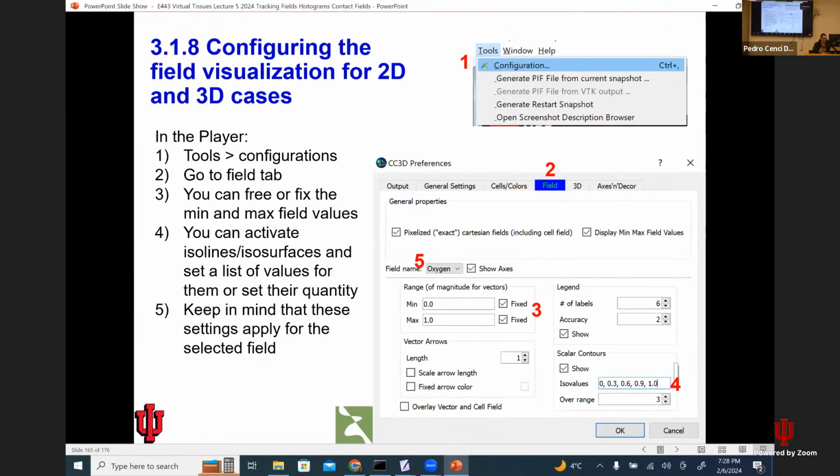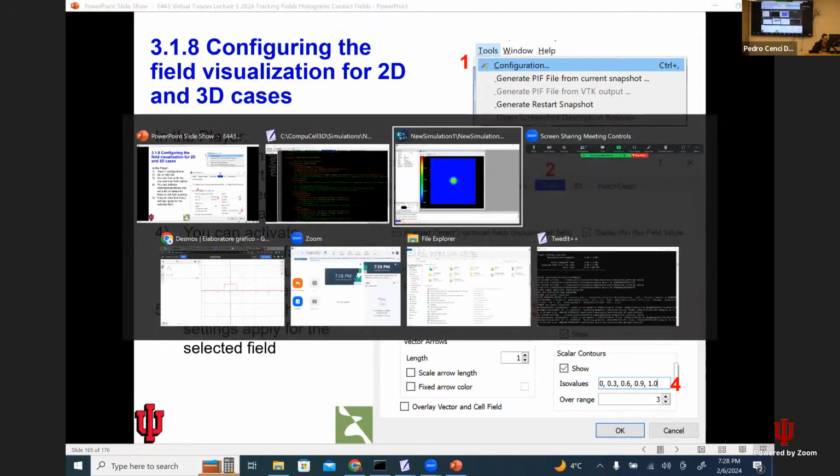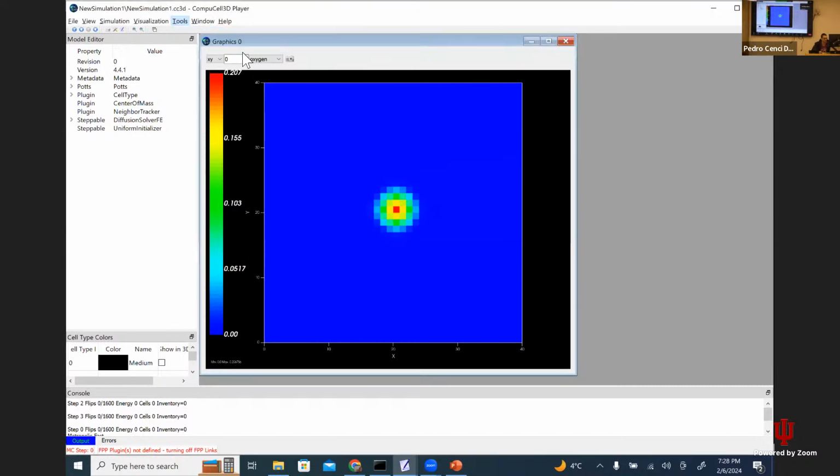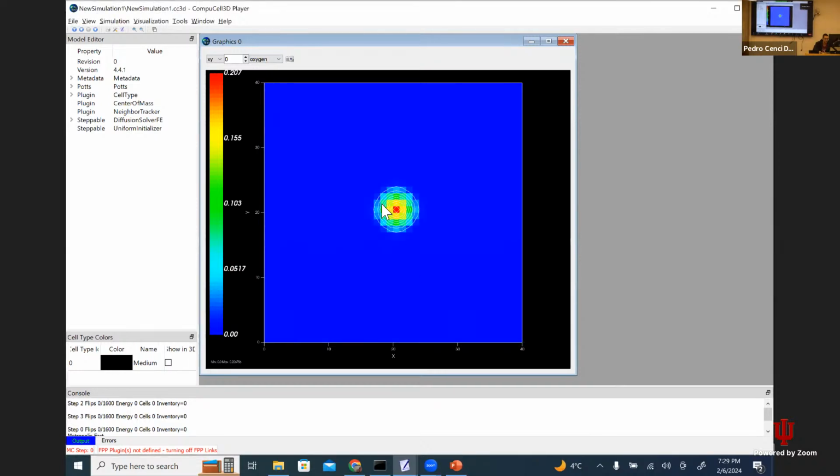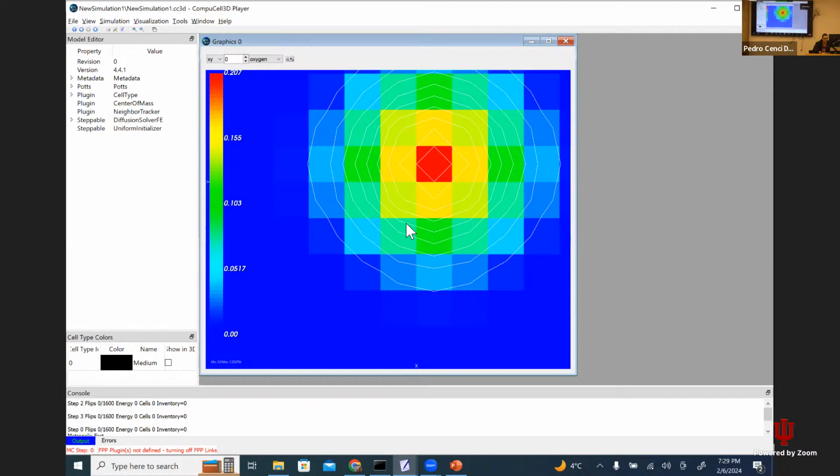Yeah, so there are configurations to visualize the field. If you go to tools, let me show you here. Tools, configuration. In the field section, you can personalize a bunch of stuff. For example, the min max you can fix to set the color bar scale. You can also show contours, ISO values. If I press OK here, we'll see the ISO surfaces, these circles here.